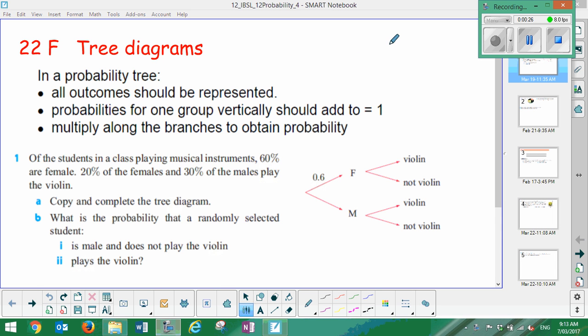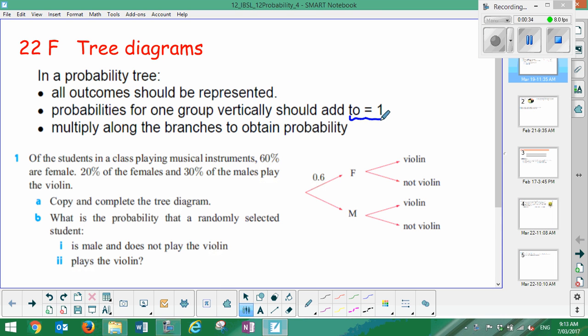So in a probability tree, remember that all outcomes should be represented. Your probabilities of one group vertically should always add up to 1. And you multiply along the branches to get your probability, whereas for "or" probabilities you're adding vertically. So up and down you're adding, and along the branches multiplying.